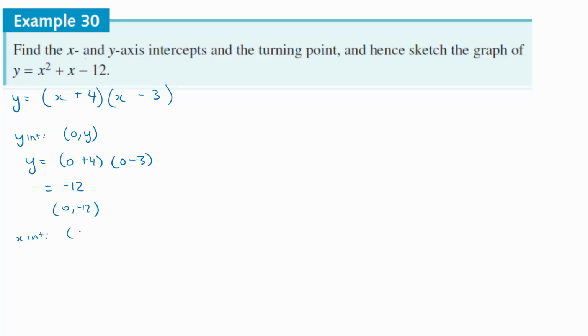To find the x-intercept, you're going to let y equal 0. In our case here, because you let y equal 0, 0 is equal to x plus 4 times x minus 3. And then from here, it's the null factor law again, exercise 3C.